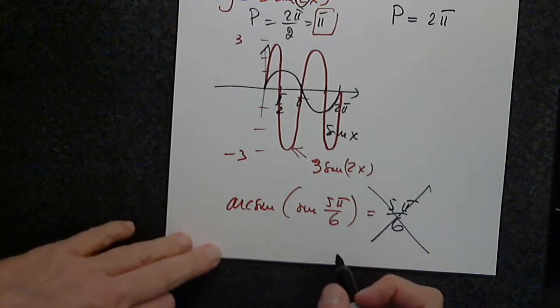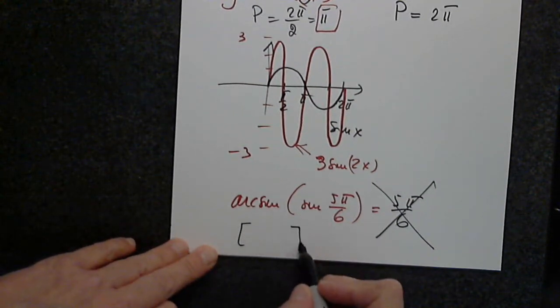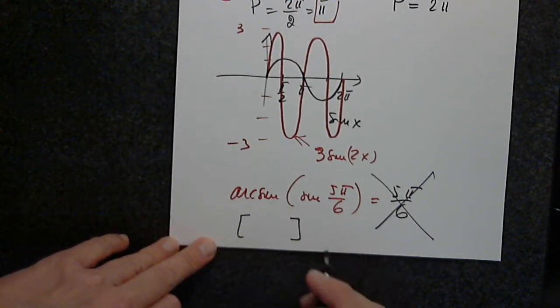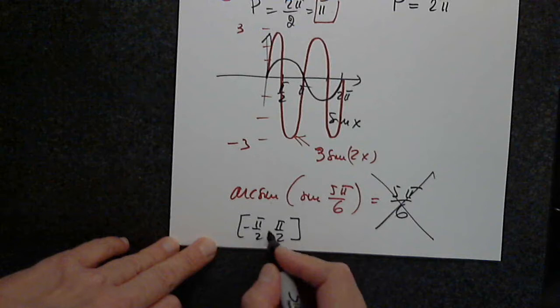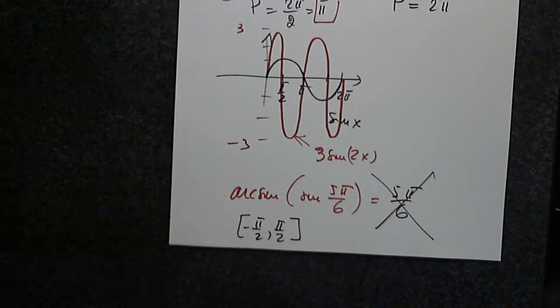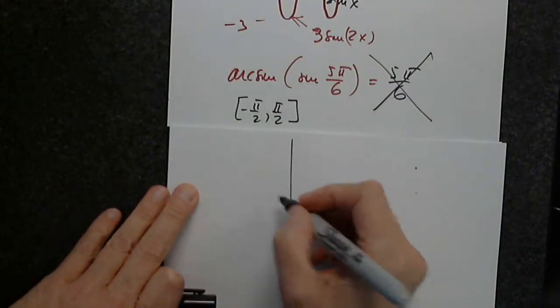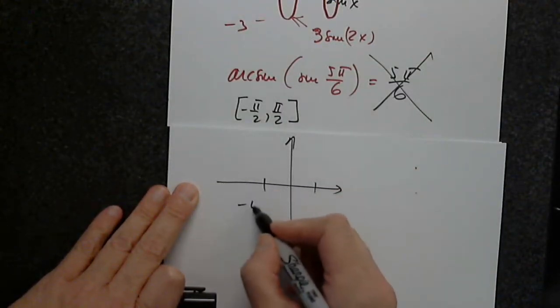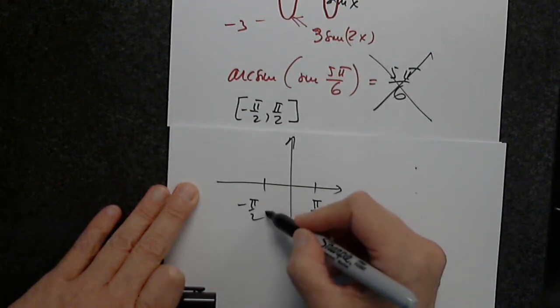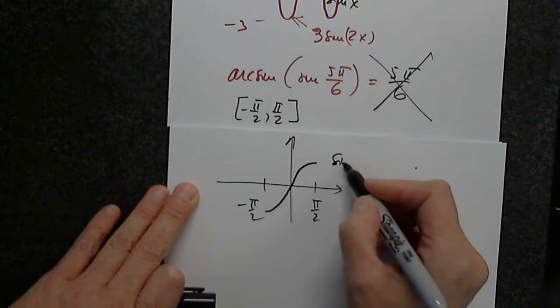Why? Because we had to restrict the domain of sine to negative pi over 2, pi over 2. Otherwise, the function is not one-to-one. Look at this graph. So the blue graph is not one-to-one. By the horizontal line test, it's not one-to-one. But if we restrict the domain to negative pi over 2 to pi over 2, like this, now it becomes a one-to-one function.